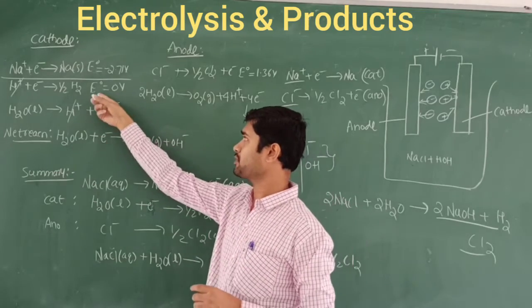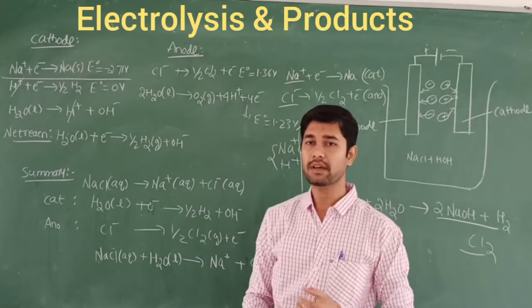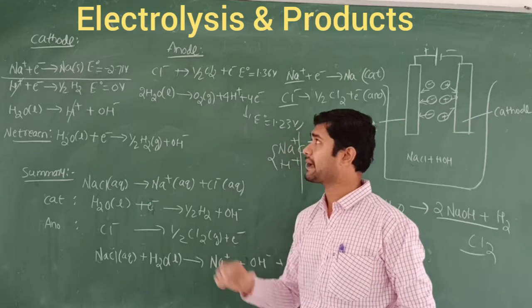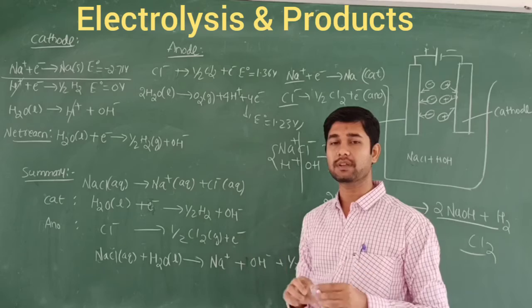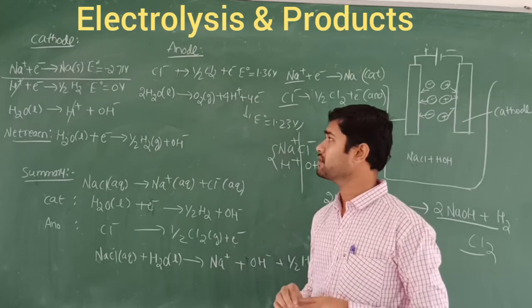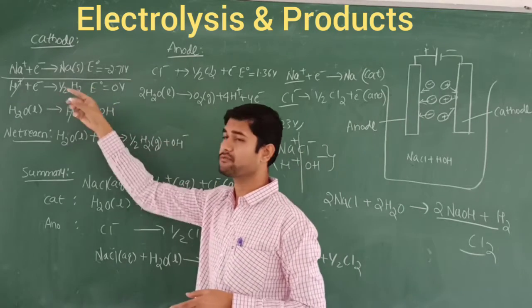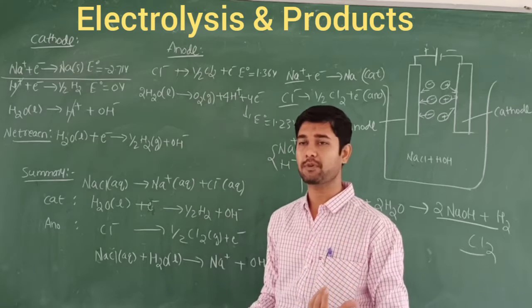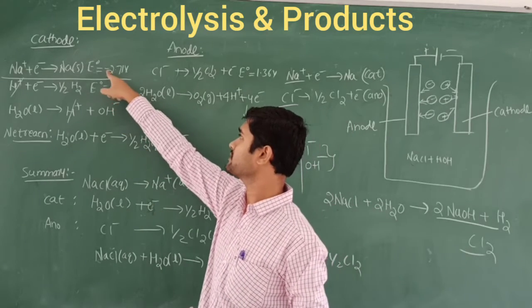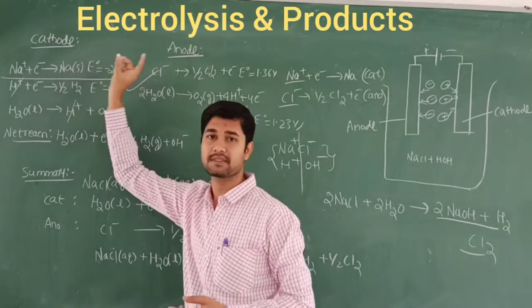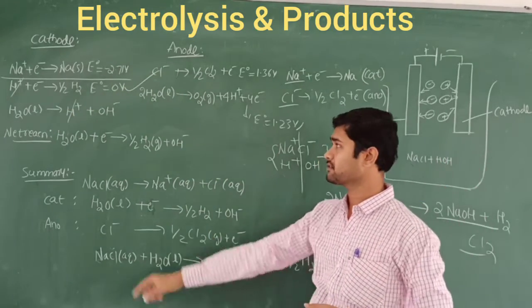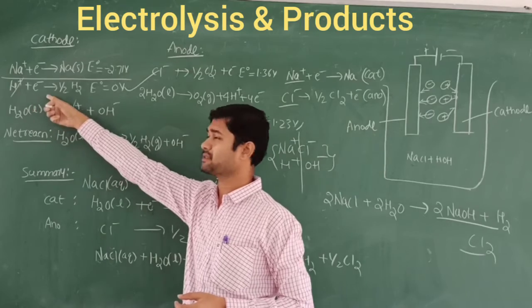To follow this, the reduction potential is always 0 volt for hydrogen. But in the cathode reactions, we should always prefer the higher value of the standard reduction potential. So comparing sodium metal and hydrogen, which will have the higher reduction potential? Hydrogen is 0 volt, and sodium is minus 2.7 volt. That's why I am going to consider the H plus reaction here.